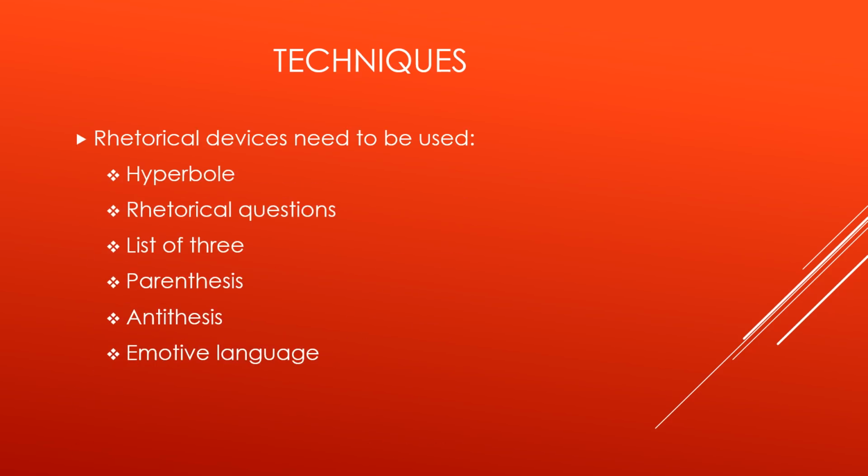Techniques that you need to be using. So the rhetorical devices need to be used. Hyperbole, rhetorical questions, lists of 3, parentheses, so using punctuation to add in extra information, antitheses, using opposites to help describe your point, and emotive language. You need varied sentence forms in order to add sophistication to your work. An advanced vocabulary, especially considering who your audience is for this specific speech.